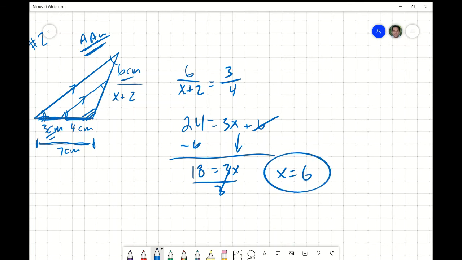So let's plug this in here. We know that it should be about 8 centimeters when we plug in there to find the length, right? So we've got 6 over 8, plugging in there as well. Is that equal to 3/4?